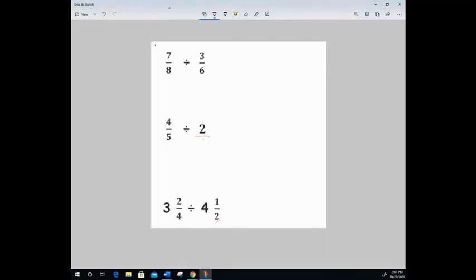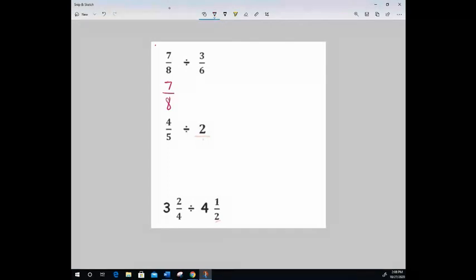So let's take a look at the first problem. We've got 7/8 divided by 3/6. Luckily for us in this problem, there are no mixed numbers, so we don't have to change those. The second step is we want to make sure that we change this into a multiplication problem. So we're going to take 7/8 and we're going to keep that the same.